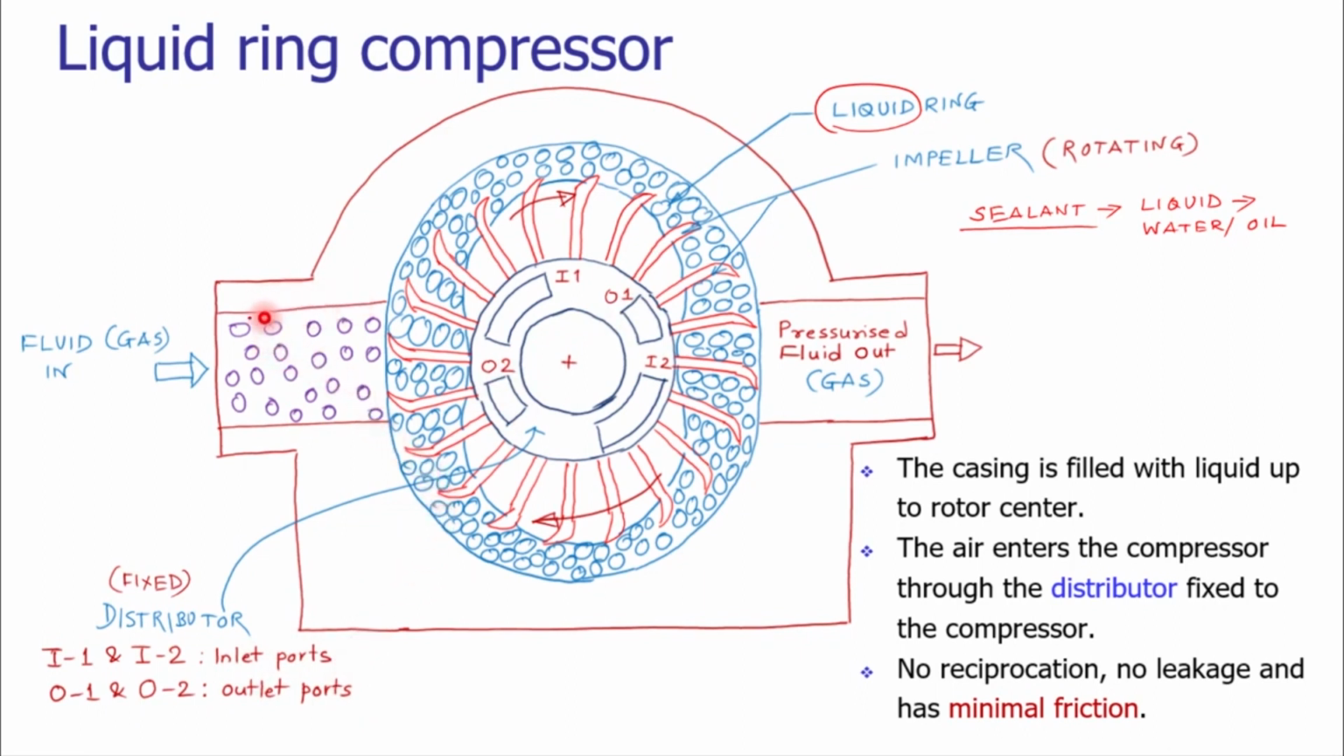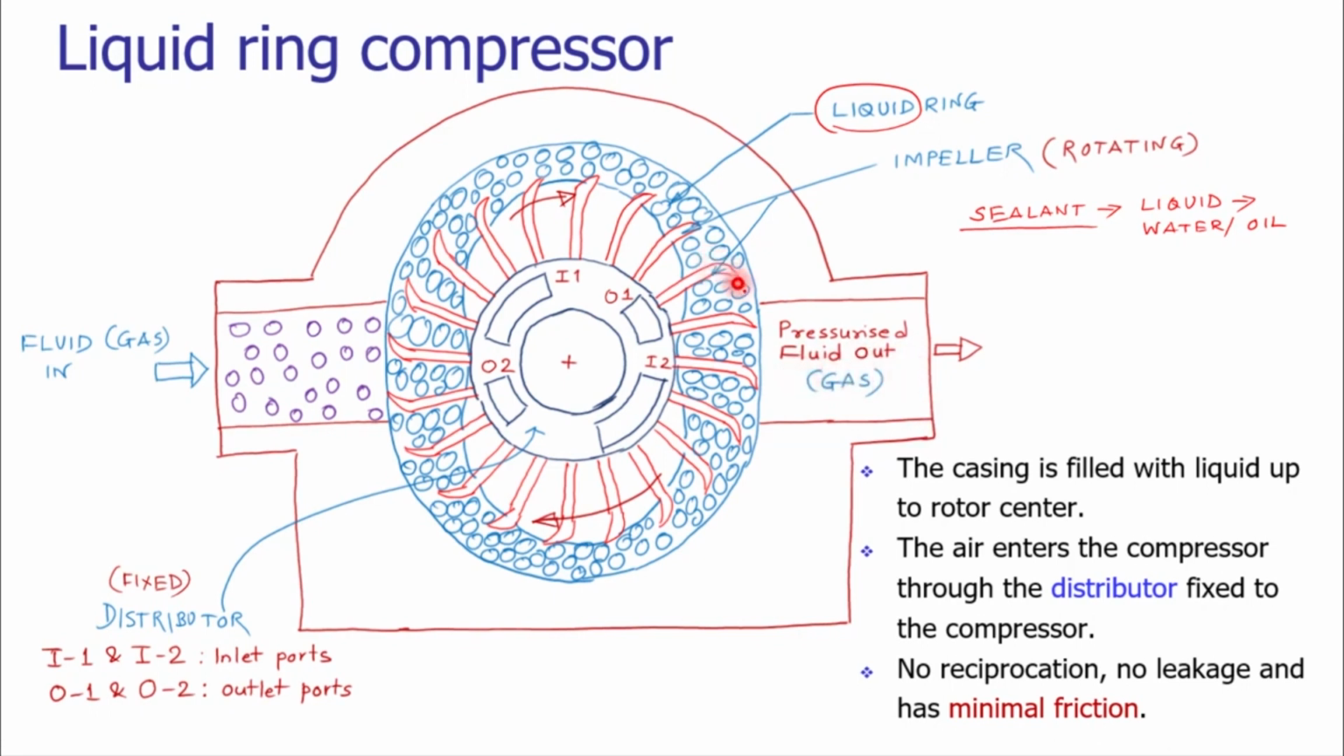The casing has the main inlet port, or main opening, through which we get the gas or air at ambient pressure, and the casing has the main outlet port through which we take out the pressurized fluid.